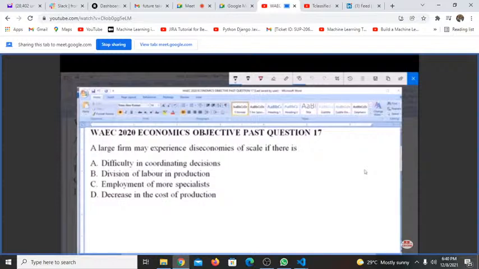A large firm may experience diseconomies of scale if there is A, difficulty in coordinating decisions, B, division of labor in production, C, employment of more specialists, D, decrease in cost of production.